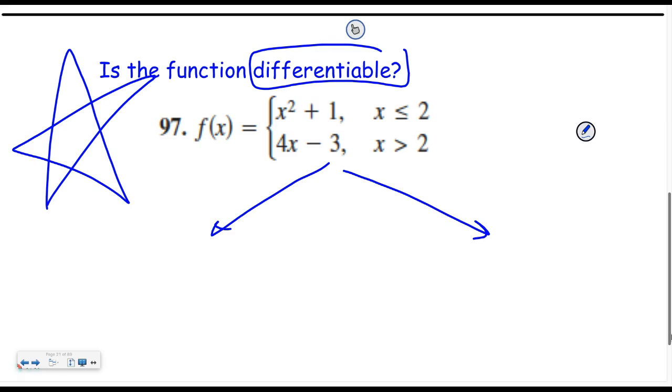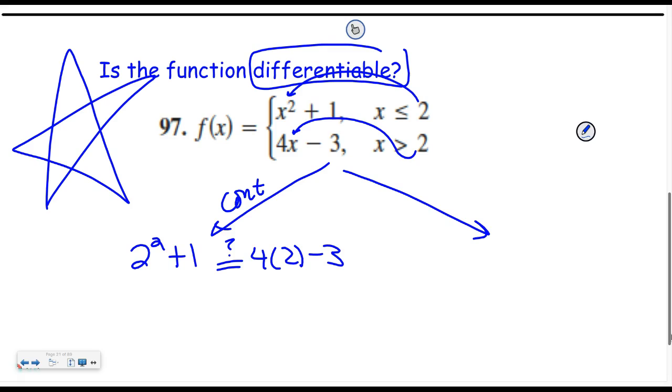So the first thing you're going to do is make sure that there's no gap or hole in this graph. There's no hole because of that equal to bar under there. For the gap, I just go check. How high is this parabola at 2? It's at 2 squared plus 1. And then I go check, what is the y value of the line? And it's 4 times 2 minus 3. If these are equal, I can continue to check if it's differentiable. If they're not, I just stop and say it wasn't continuous.